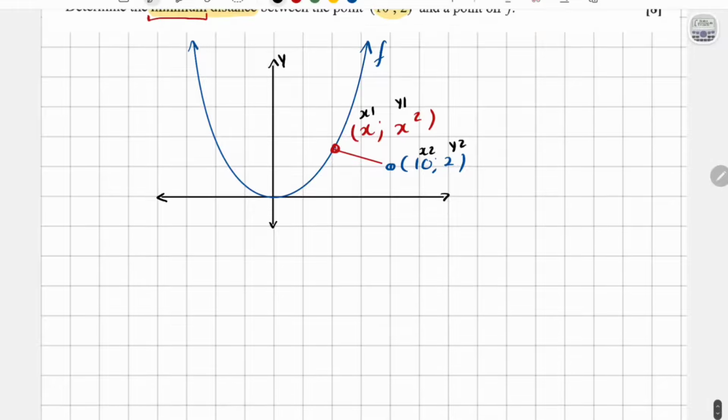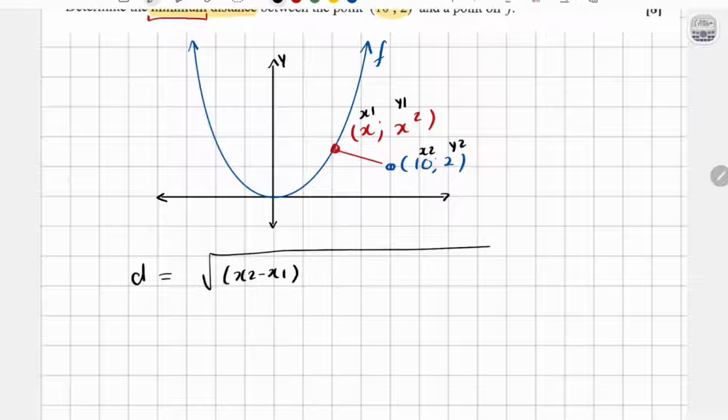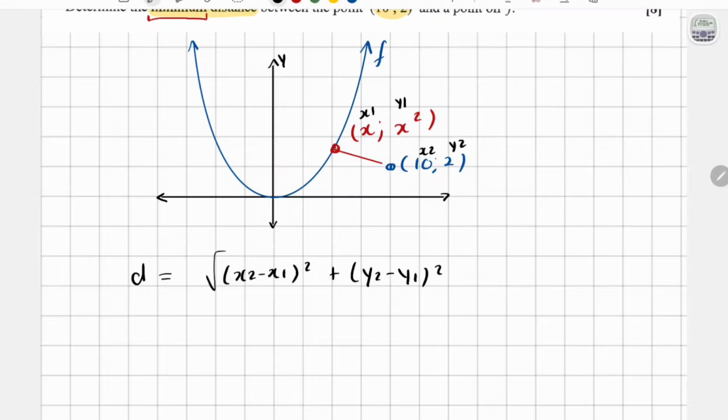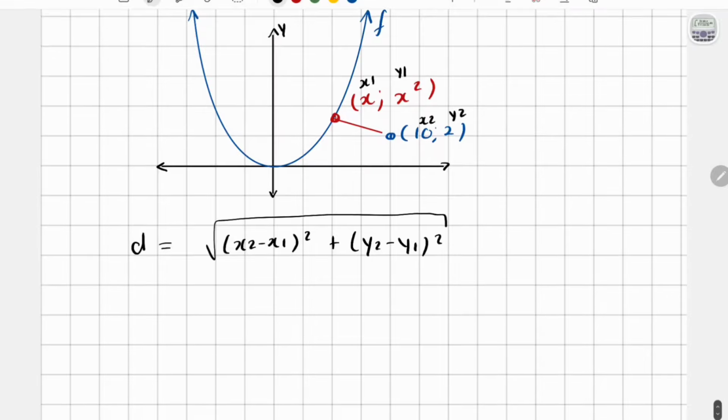Okay, so let's use the distance formula. The distance, I'll call it d for now, is equal to the square root of (x2 minus x1) all squared, plus (y2 minus y1) all squared. So that's how we find that distance. Then we're going to say the distance is equal to, and substitute. So the square root of, and we have x2, which we said is 10.